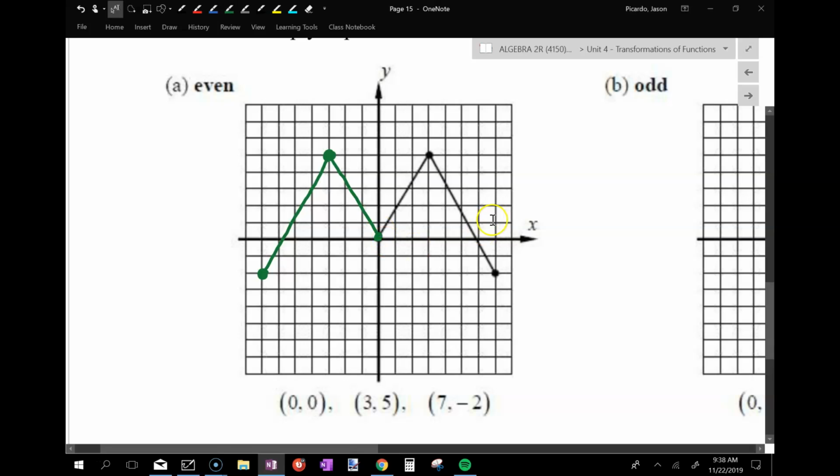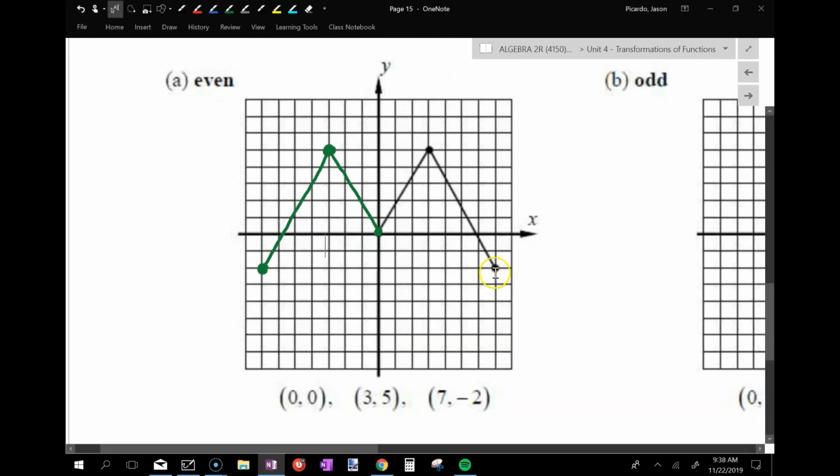Okay. Now what I want to do is write down these points that I just created, okay? 0, 0. Did 0, 0 change? No. All right, so let's leave it. 0, 0 stayed as 0, 0.